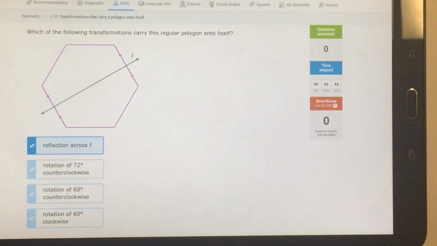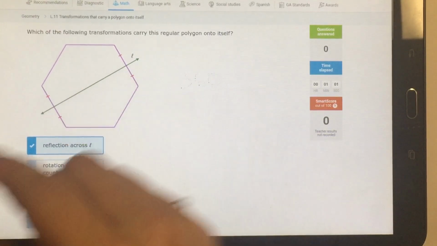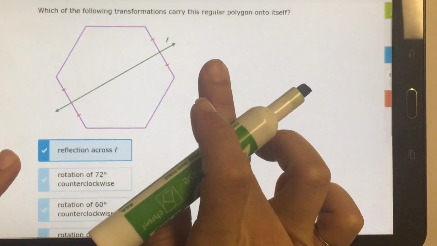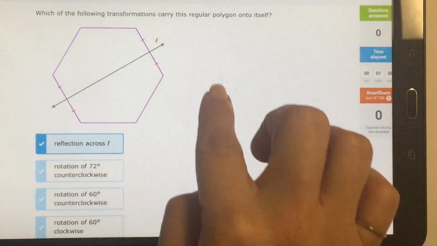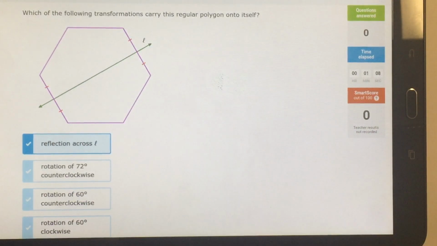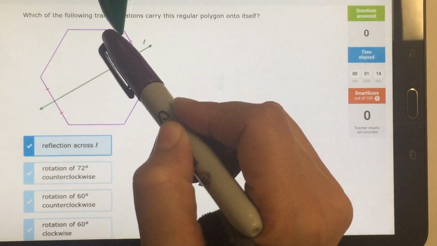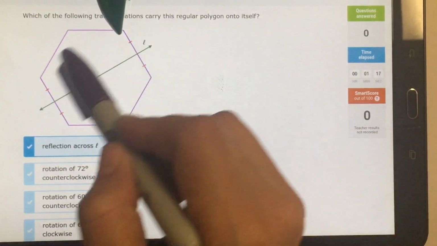So to find rotational symmetry, all you need to do is 360 divided by the number of sides, but only if it is a regular shape. Because they've told us that it is regular, we can do that. So you need to find out how many sides there are. You put your pen on one side and you count 1, 2, 3, 4, 5, 6, and I'm back to my starting point. So this has 6 sides.